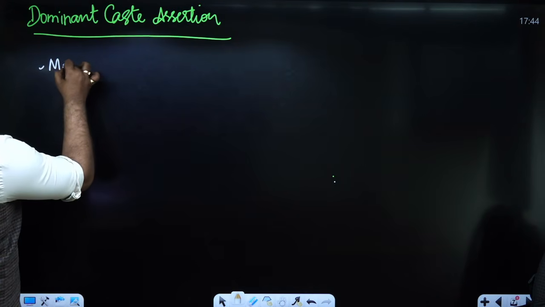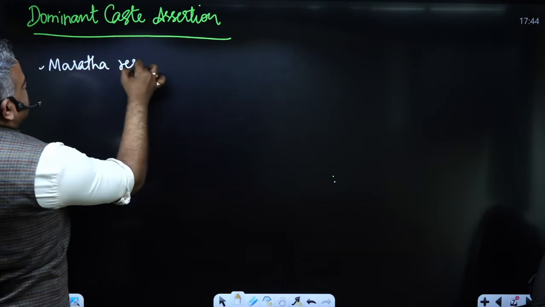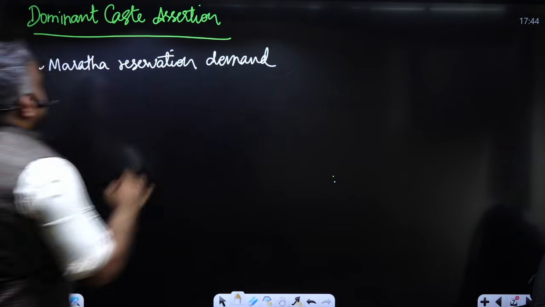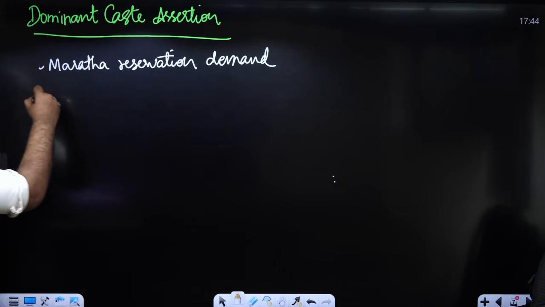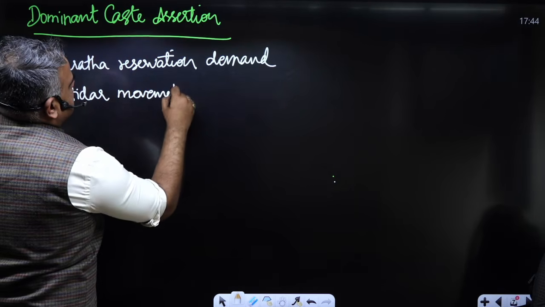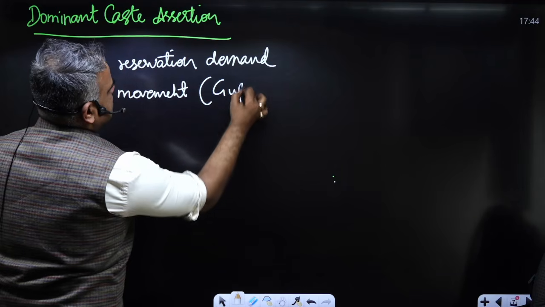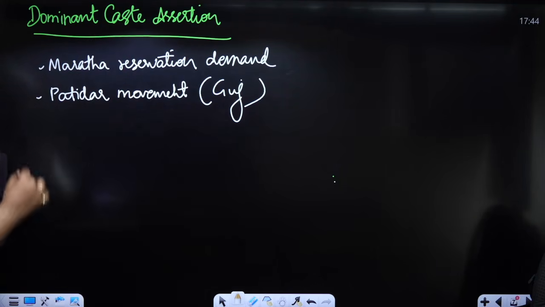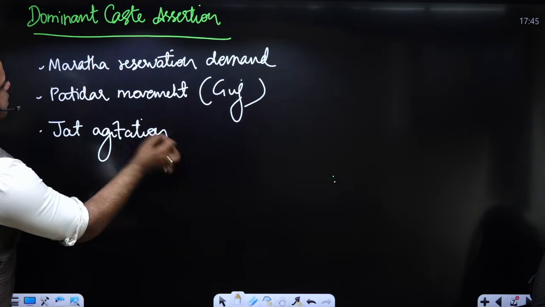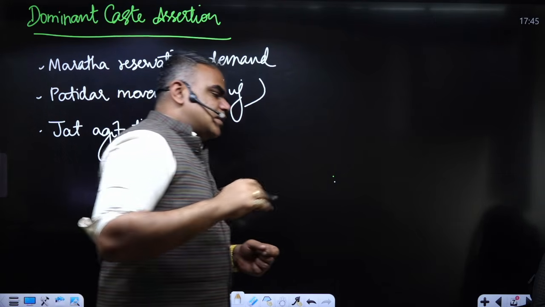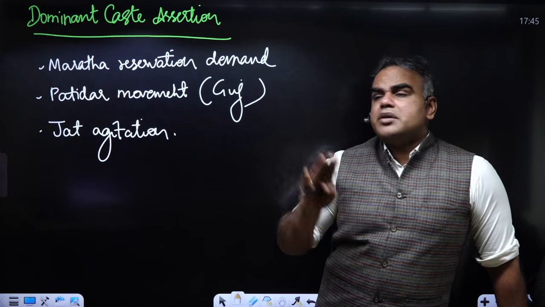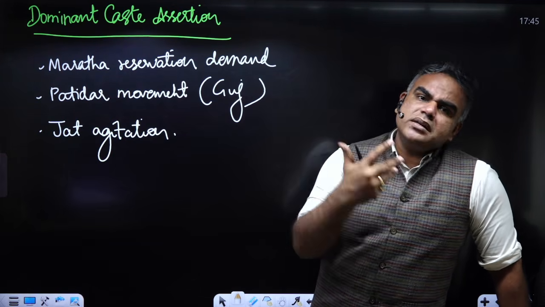For example, I'm just giving you some examples. The Maratha reservation demand, this was there in the news. We had seen a similar Patidar movement in Gujarat. And it is not limited to this. The Jat agitation. So what are we seeing here? Of course, we've seen the analysis of M. N. Srinivas, but even in recent trends, you are seeing again and again the dominant castes asserting themselves.